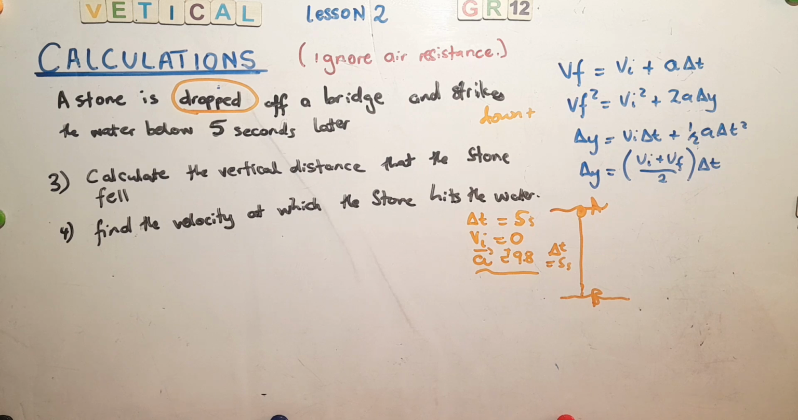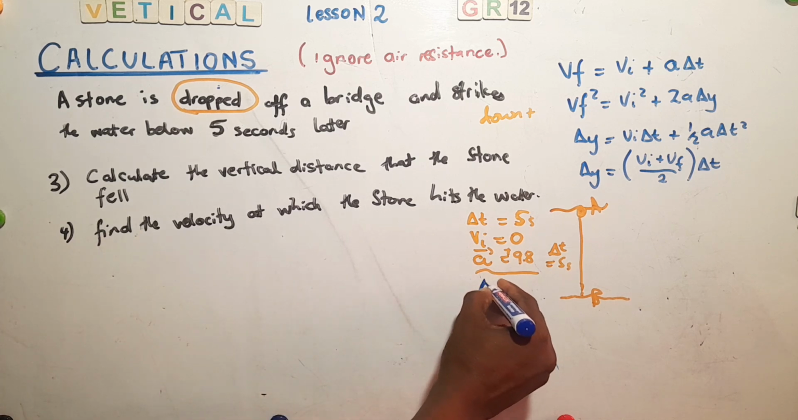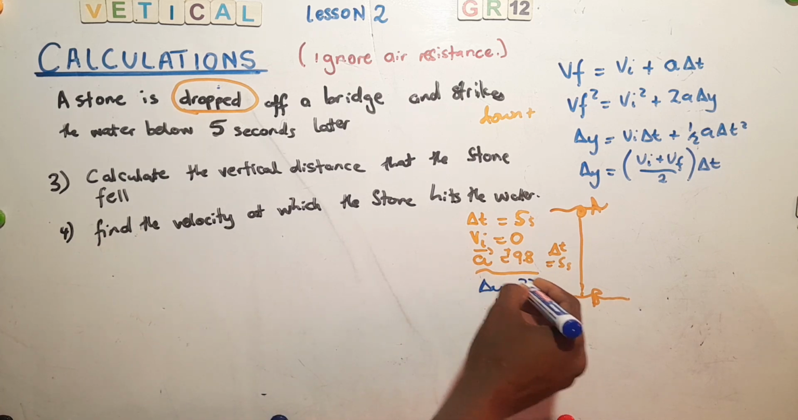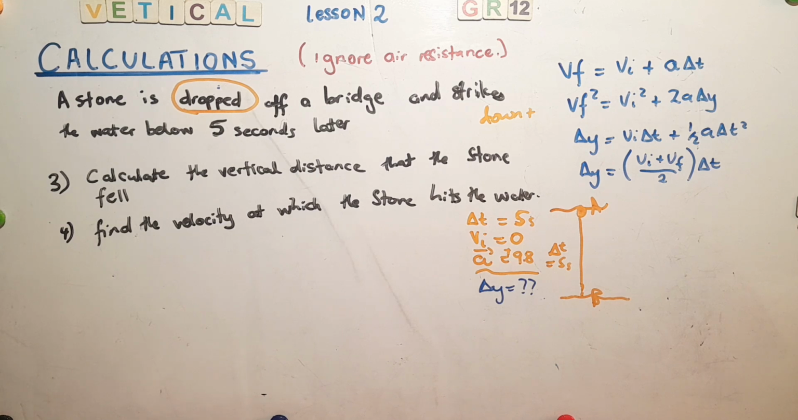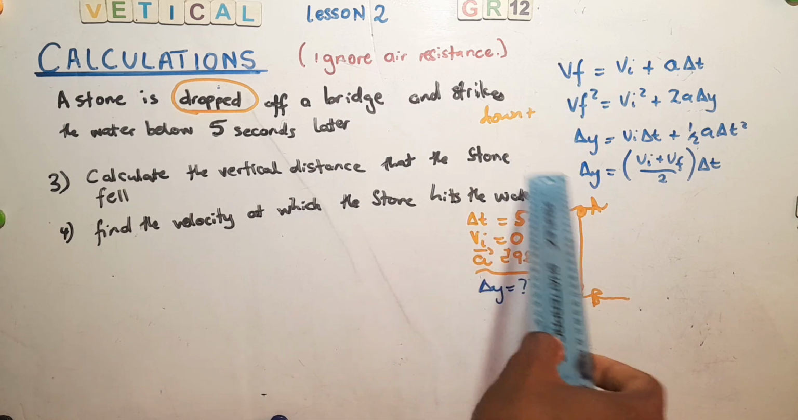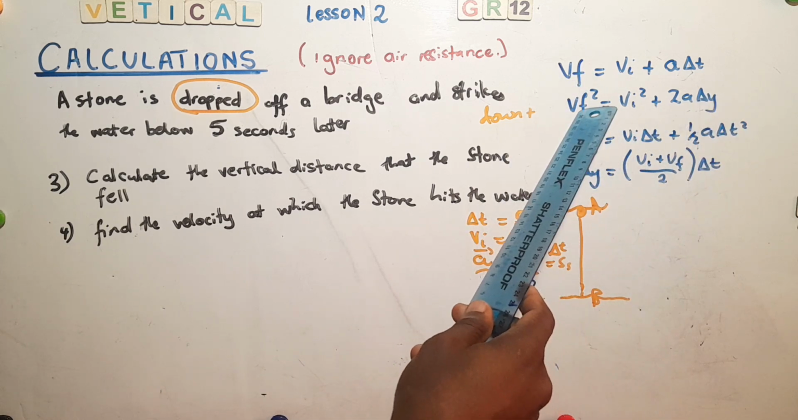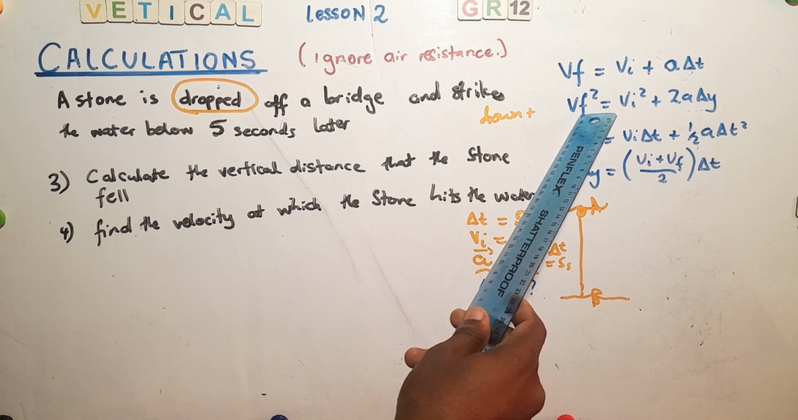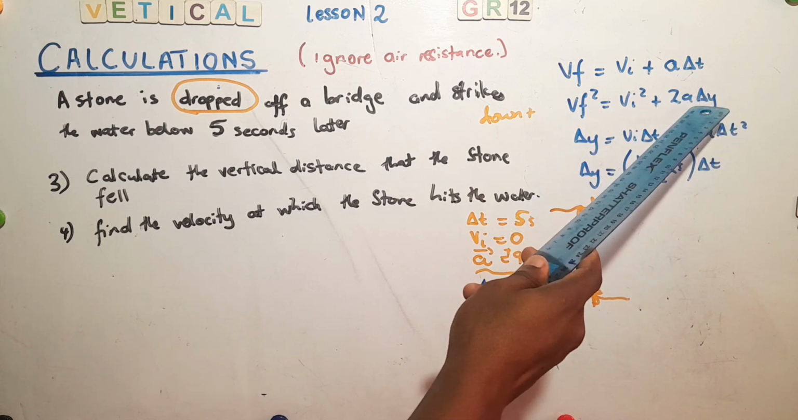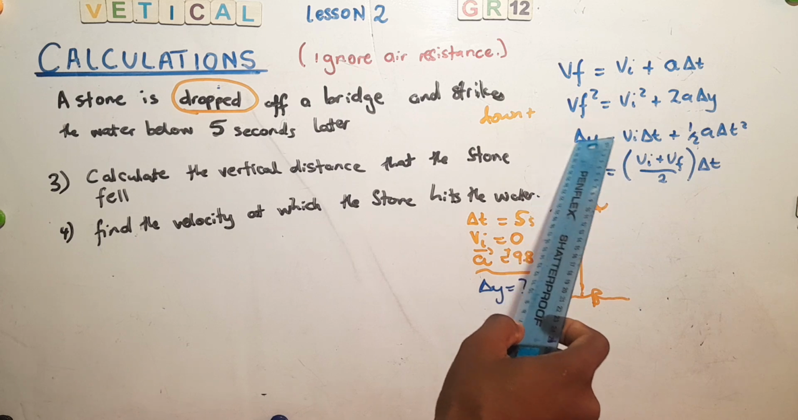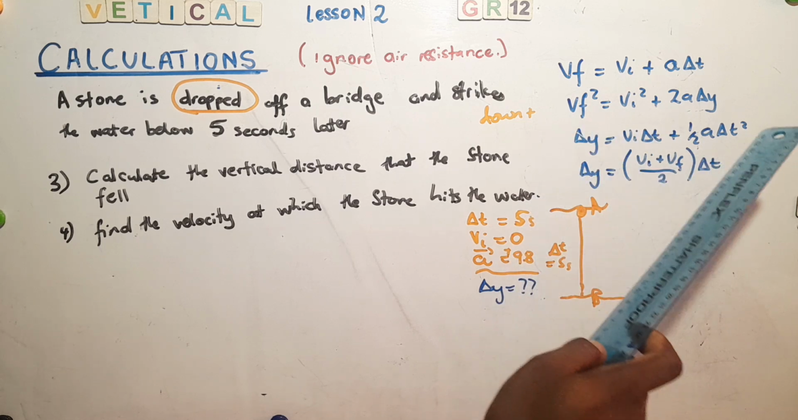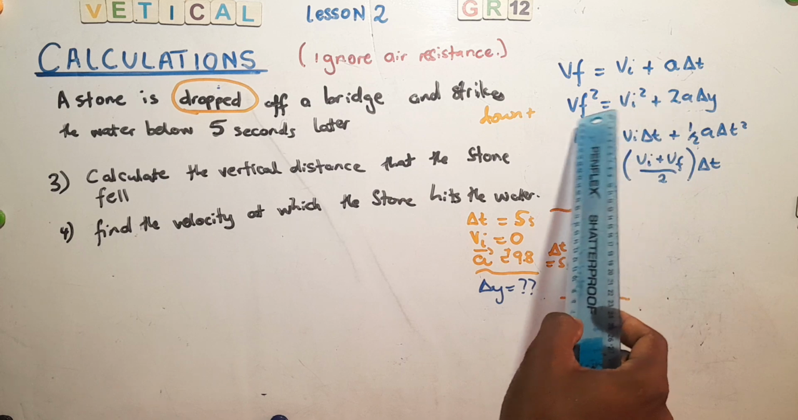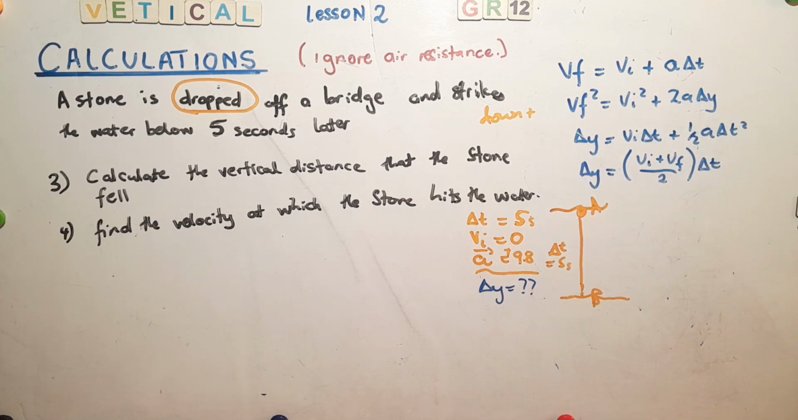So question number 3, they said calculate the vertical distance that the stone fell. So we need the displacement. Let's take a look at our equations and see which one we can use. Obviously the first one cannot work because we don't have displacement. The second one, we don't have final velocity, but it has displacement. The third one, we have displacement, initial velocity, time, and acceleration. So we can use the third equation.